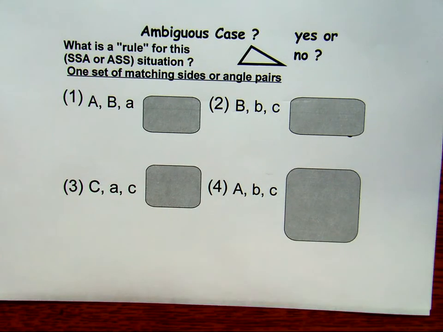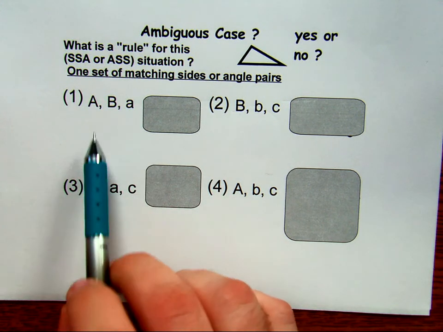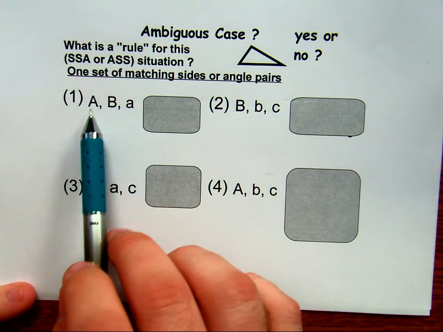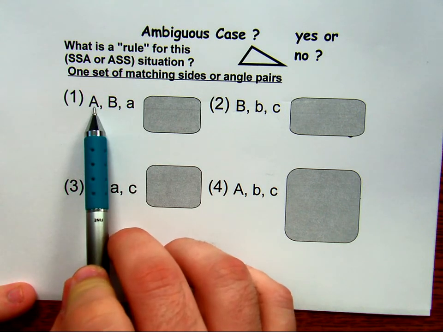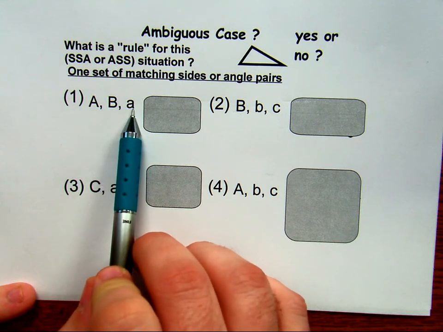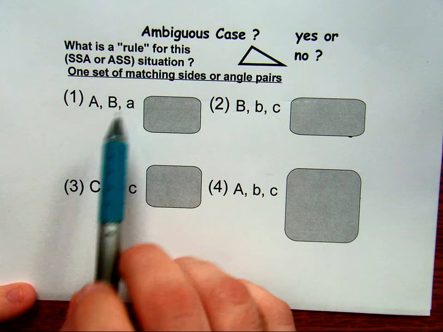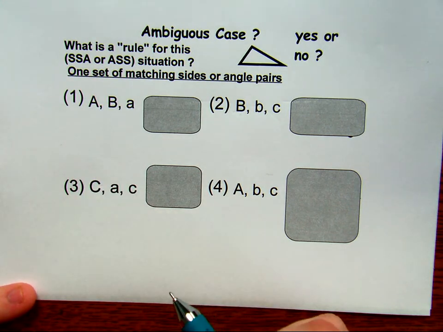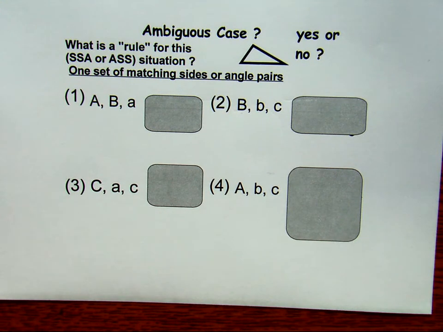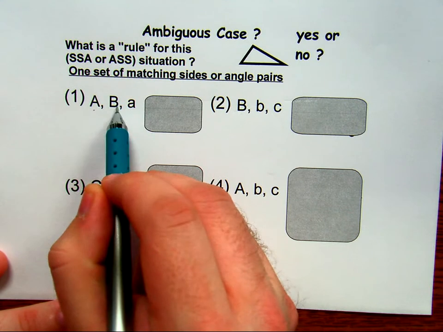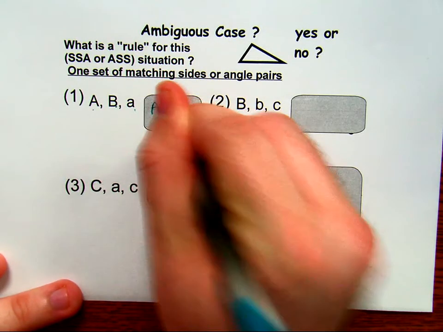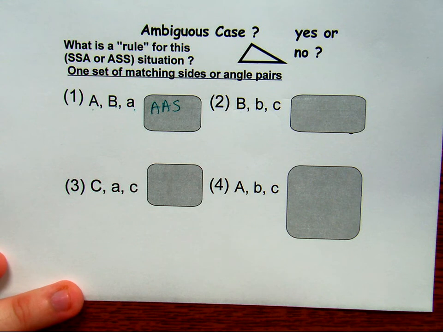All right, here we have some information they gave us: A, B, and a. Remember, the capital letters are our angles, and this is the lowercase side that's opposite. Based on this information, you want to think about what type of thing they gave us. Did they give us SSS, side, side, side? Did they give us SSA? Did they give us SAS? Well, they gave us an angle, an angle, and a side. So this is angle, angle, side. Is that ambiguous? No, it's not.